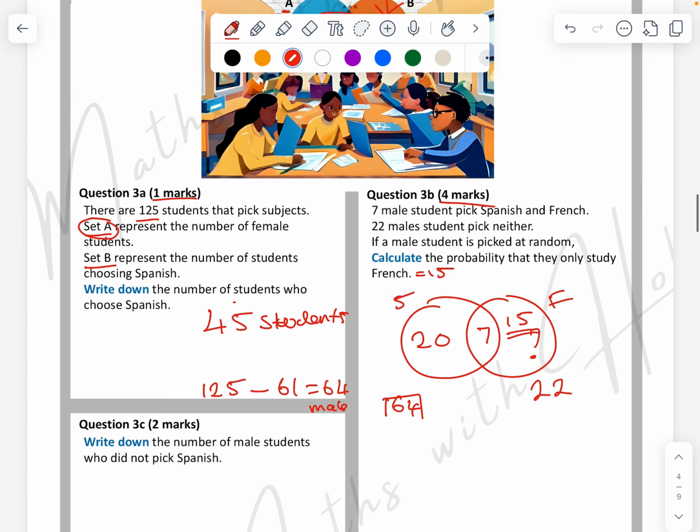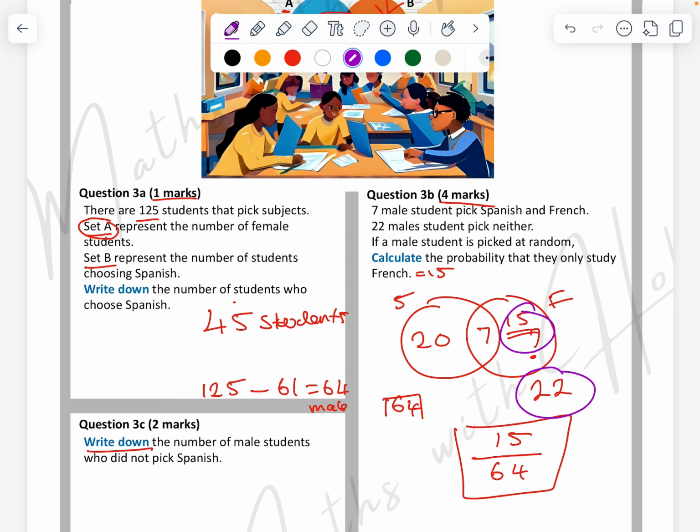Right, and then we go down to the next question. It says, oh, sorry, that's not the answer. Probability is 15 out of 64. That's the answer. Right, next question. Write down the number of male students who did not pick Spanish. Well, the only students that didn't pick Spanish were the 15 and the 22 in here. So 15, add your 22, and that means 37 male students didn't do Spanish.